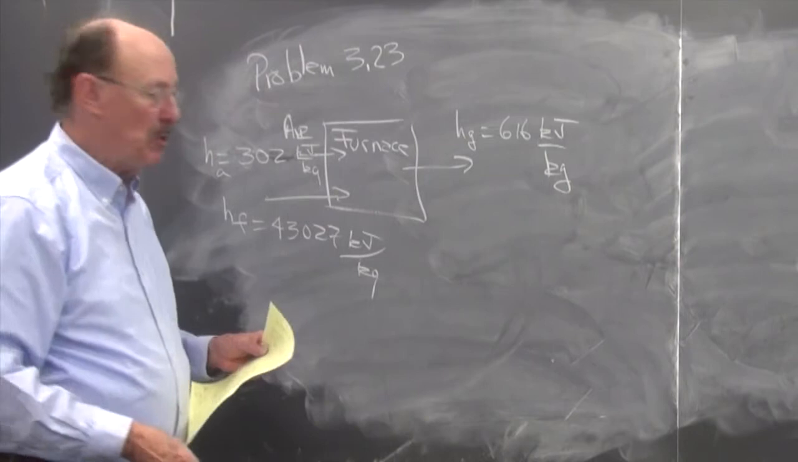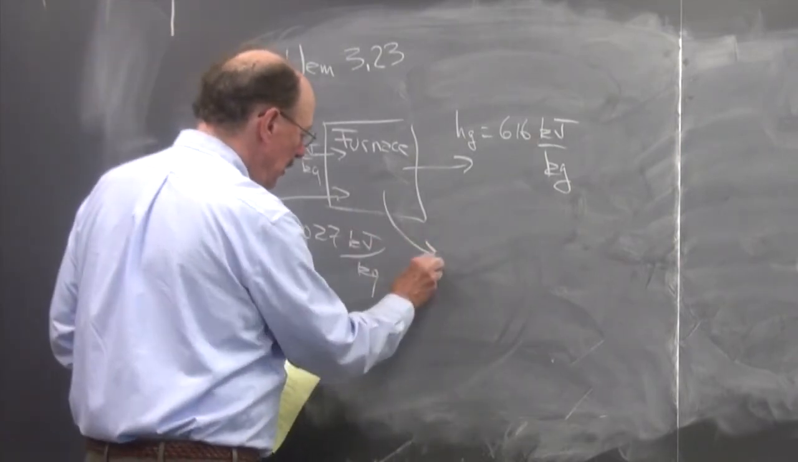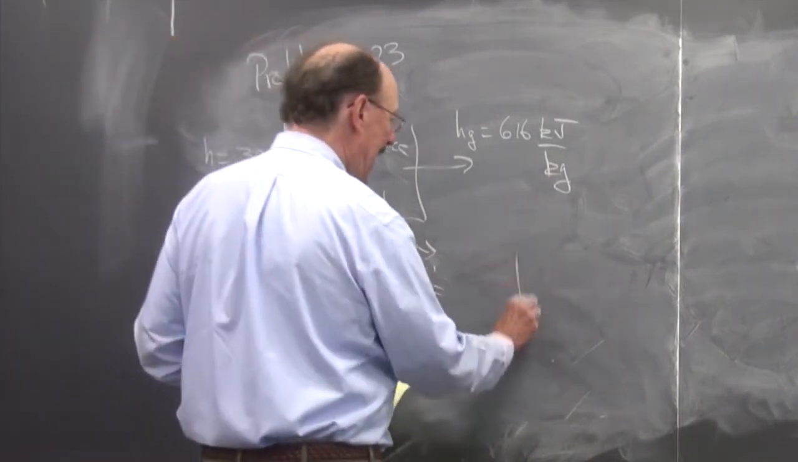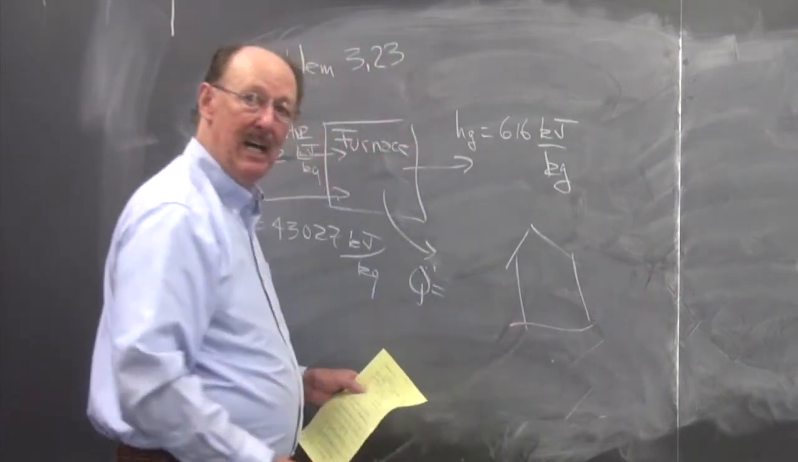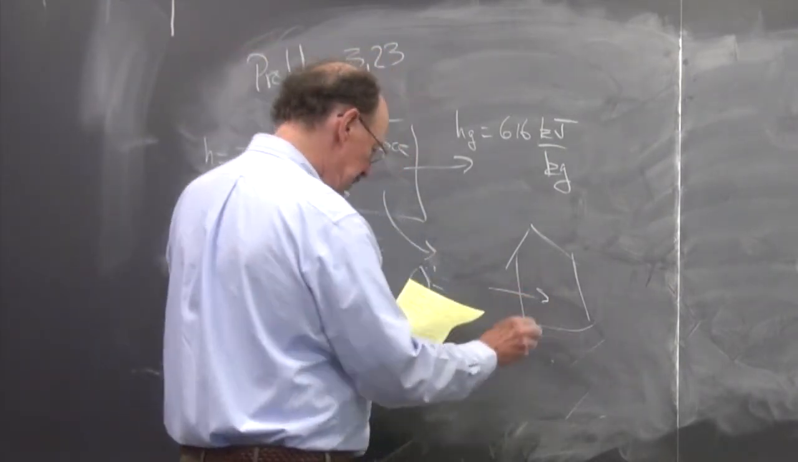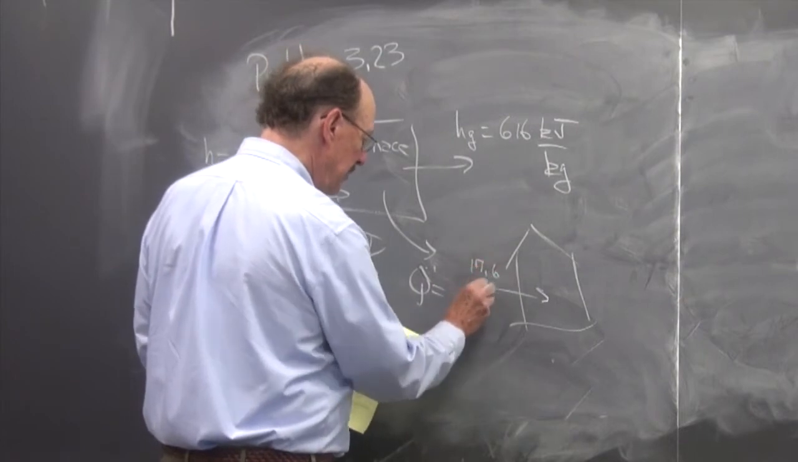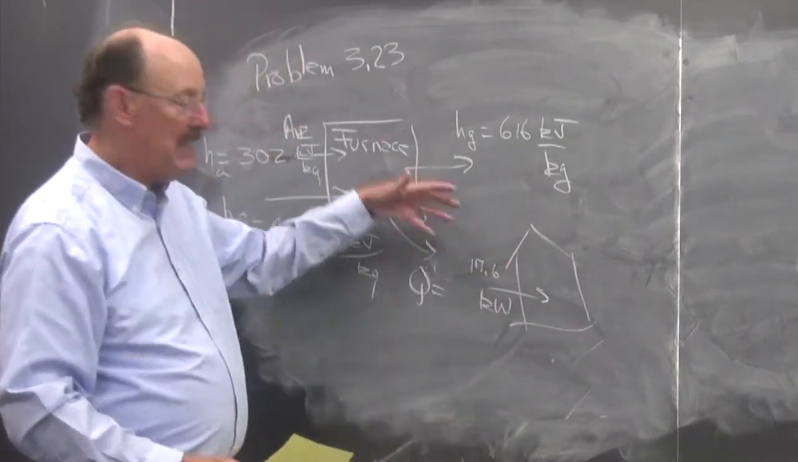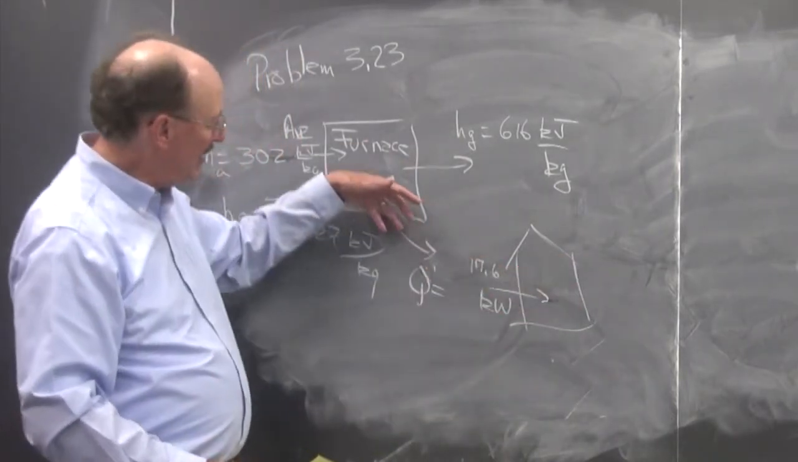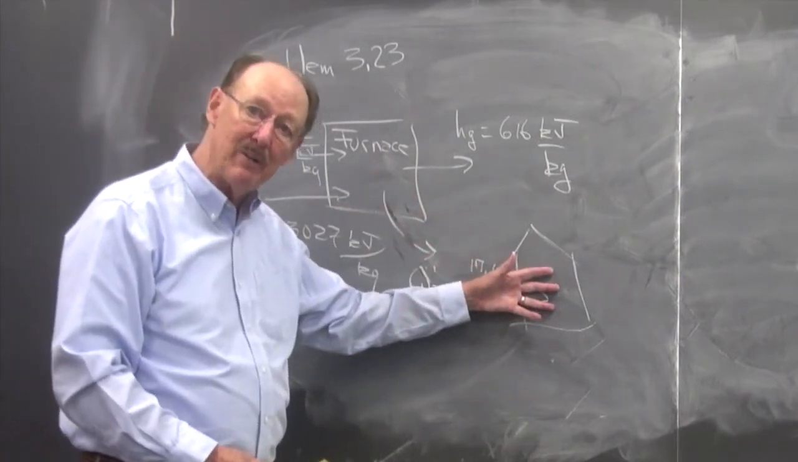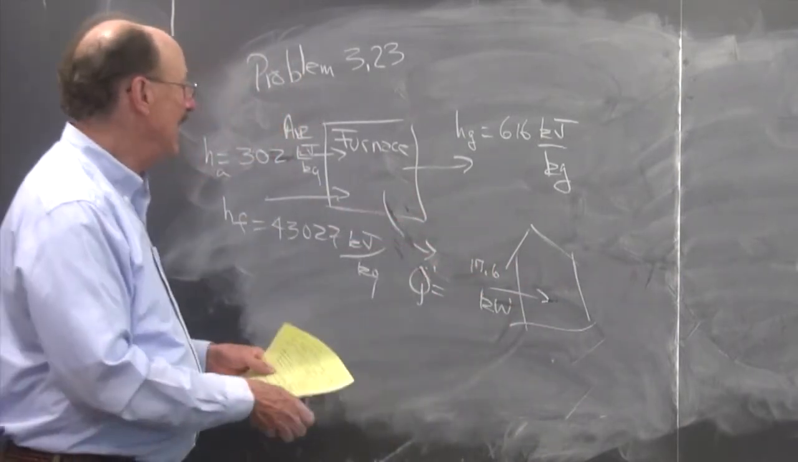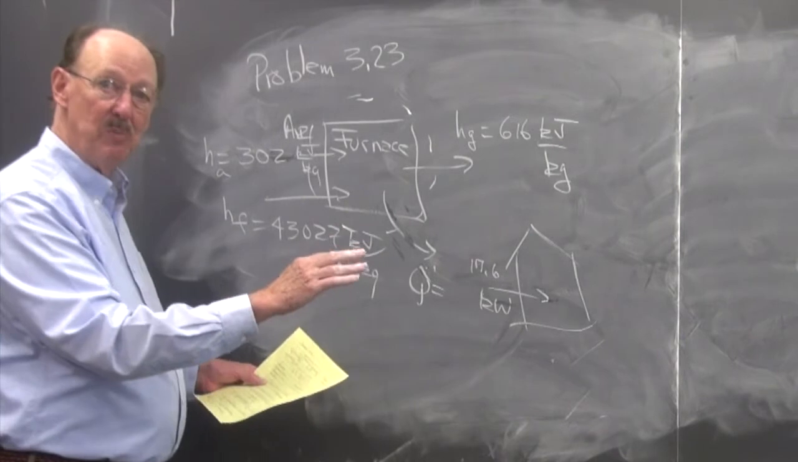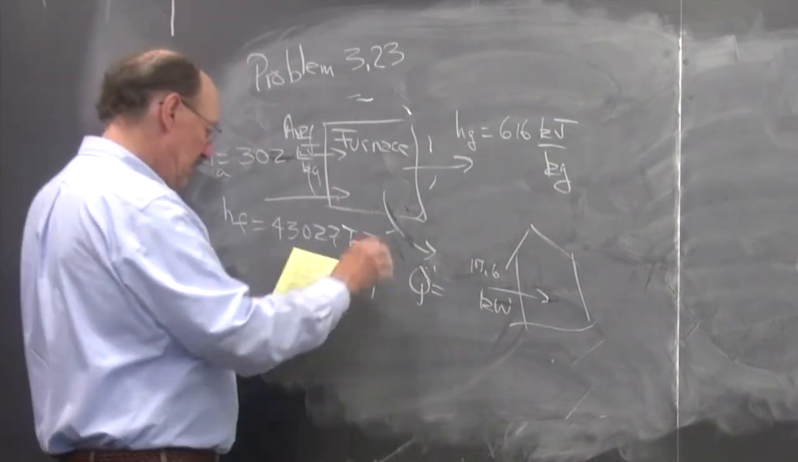And since it's a furnace, we have heat leaving, Q dot is leaving, and what you're told is that the house needs 17.6 kilowatts. So it needs this amount of heat to keep the house warm. So that has to leave the furnace and go into the house. And so the heat's leaving the furnace. This is our open system. The house has nothing to do with the open system. The house sets the context. This is the open system.